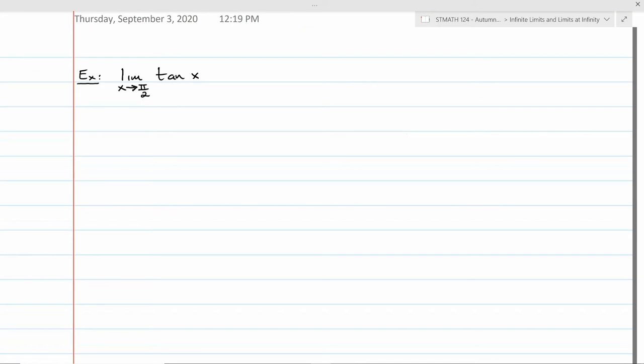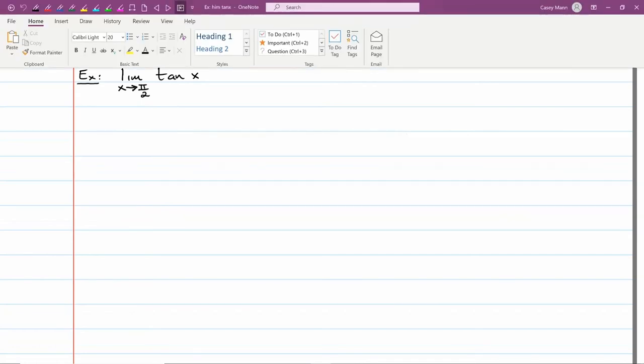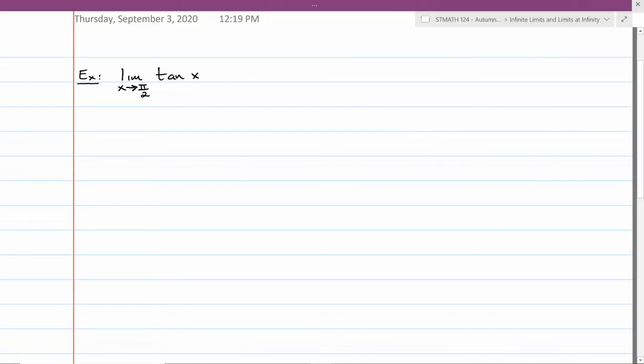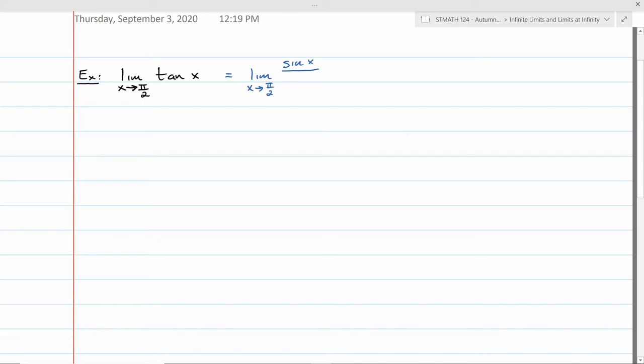For example, if I want to know what's happening with the tangent function at pi over 2, now I could run and look at a graph, but I want to resist the urge of doing that right now. I know that the tangent function is sine of x over cosine of x, right? And from my knowledge of trigonometry, I know that at pi over 2, cosine is going to 0. But is it plus or minus? Or maybe it depends on which side you're on. Sine, when you plug in pi over 2, you get 1. So as you're taking the limit, the numerator is converging on a positive non-zero constant, and the denominator is going to 0, and I have to think about whether it's doing it in a negative way or a positive way.